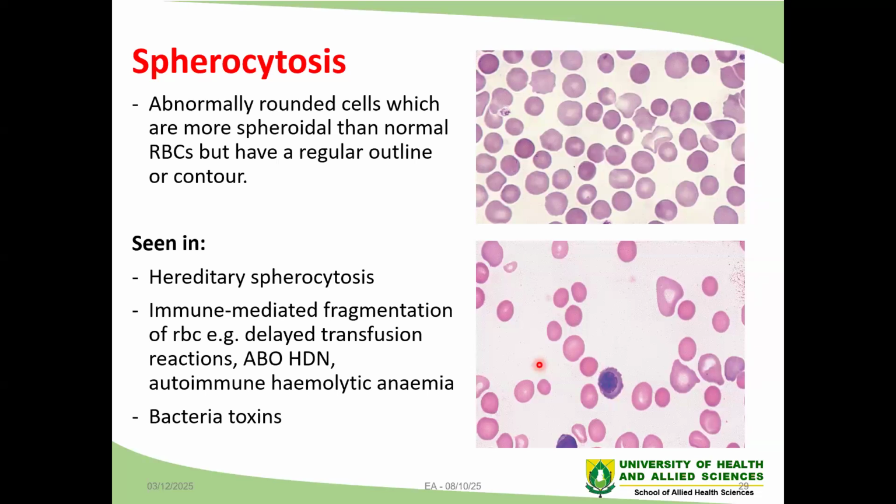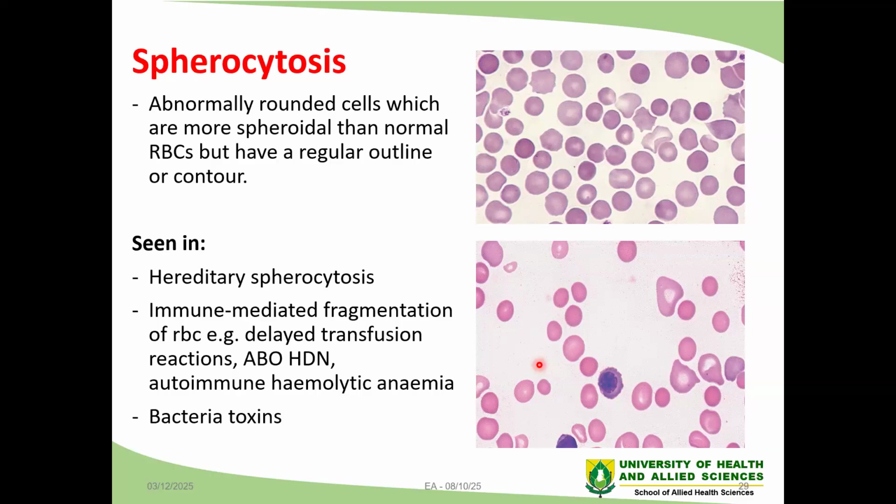Then you may also have these being produced when you have conditions that result in the fragmentation of the red cell. So you have immune-mediated fragmentation of red cells, and this may be seen in some types of transfusion reactions. And then sometimes when you have hemolytic disease of the newborn, this might also happen. And then in various autoimmune hemolytic conditions too, that can happen.